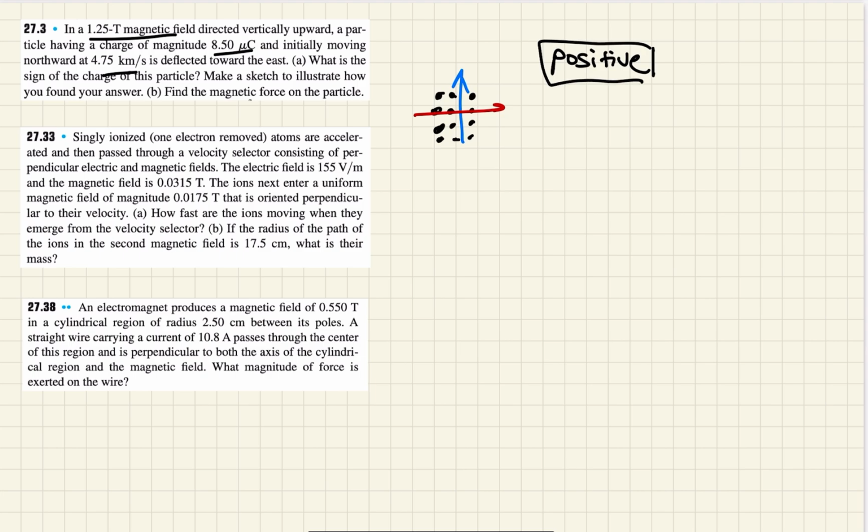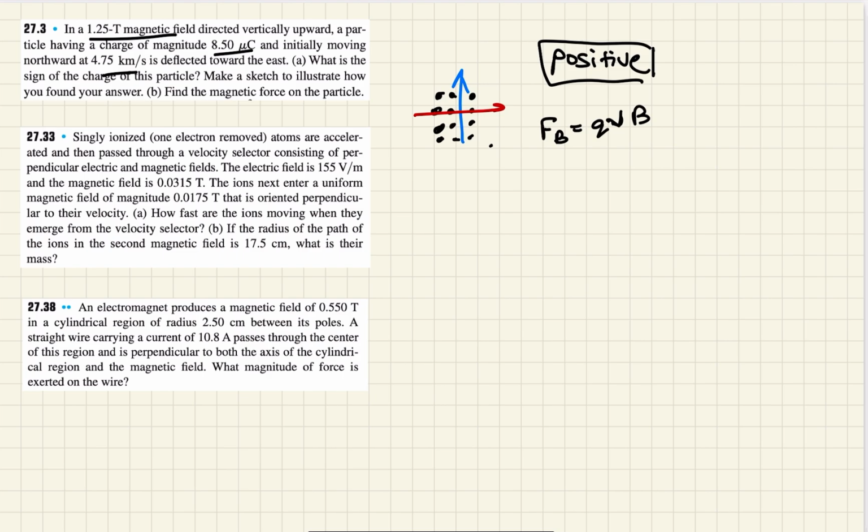Now find the magnetic force on the particle. So this is the magnitude of it. We use the formula F_B equals qvB. The reason I'm not worrying about the cross product is because all these are perpendicular to each other. East, north, and out of the page are exactly perpendicular to each other. Perfect.